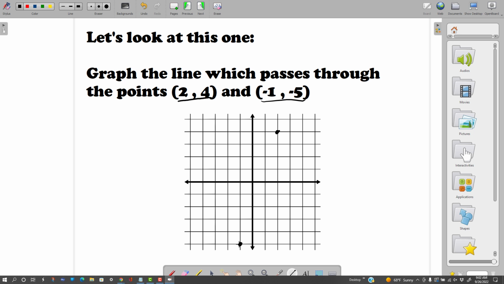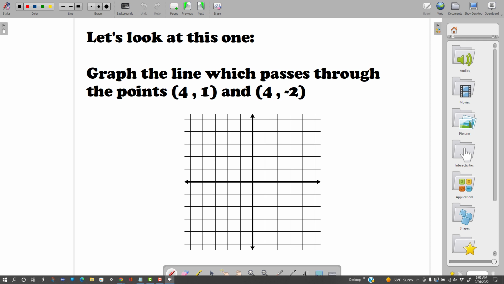Now I simply draw a line that goes through those 2 points. And we know that lines continue on infinitely. So here is a graph of the line that passes through these 2 points.